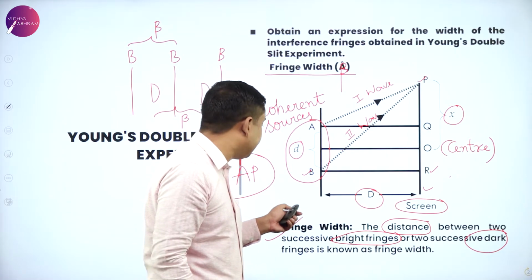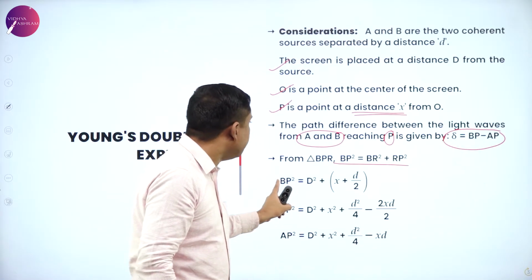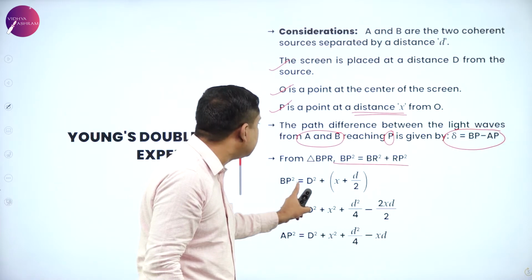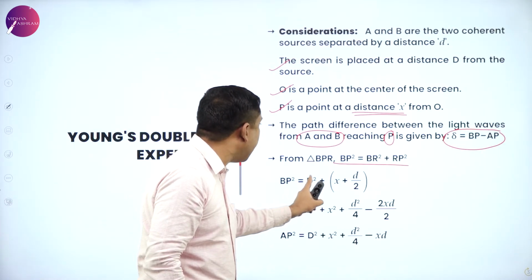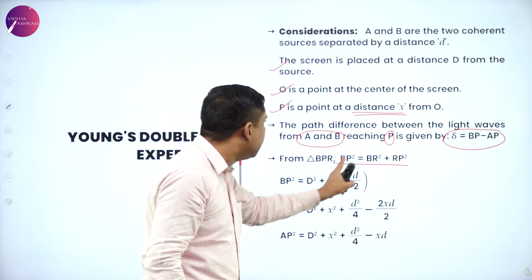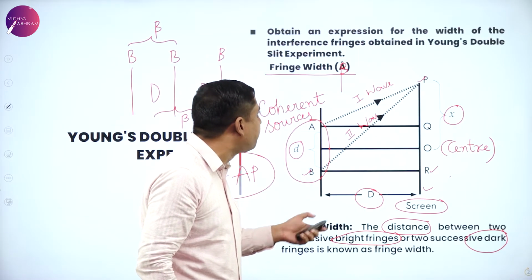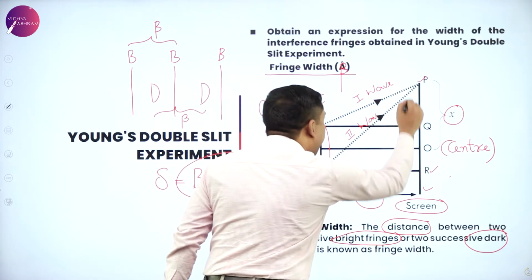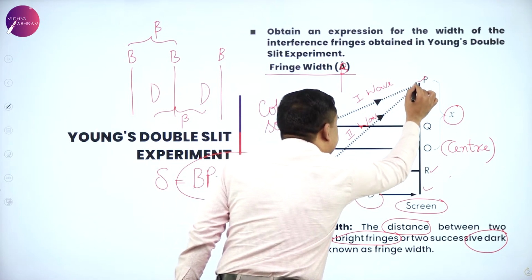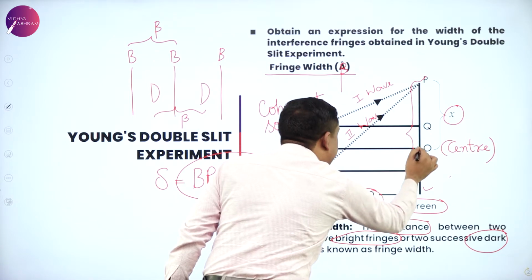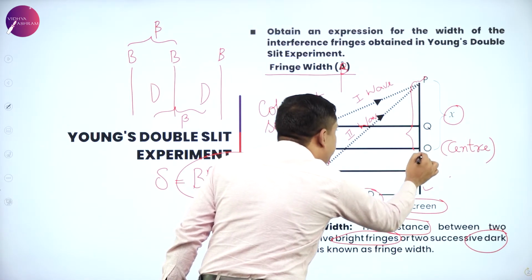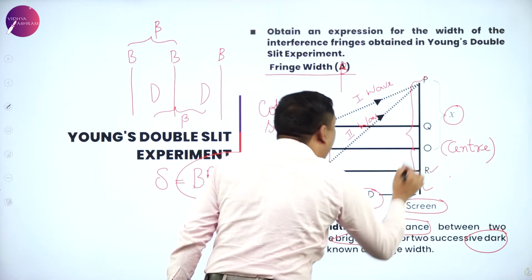Therefore, I write that as BP square equals D square plus, now what is RP square, or what is RP? This RP is nothing but PO plus OR.